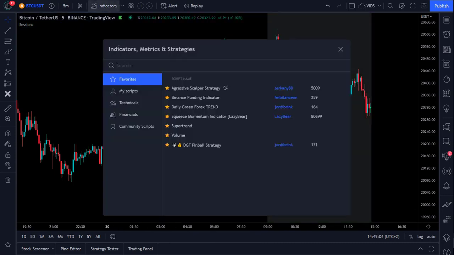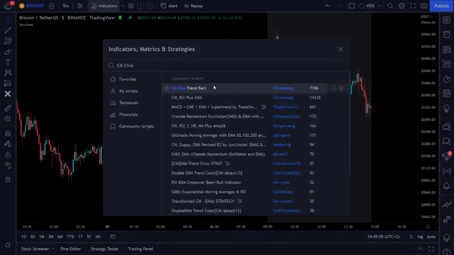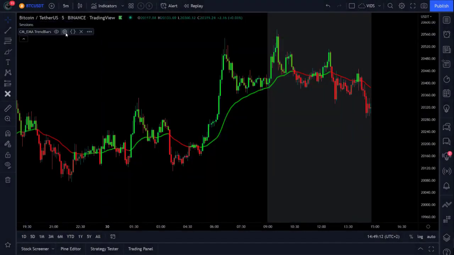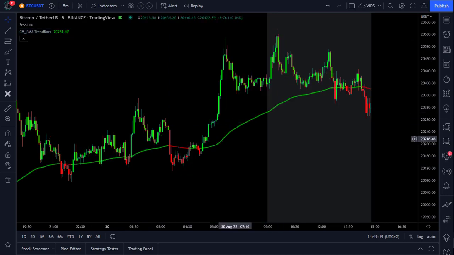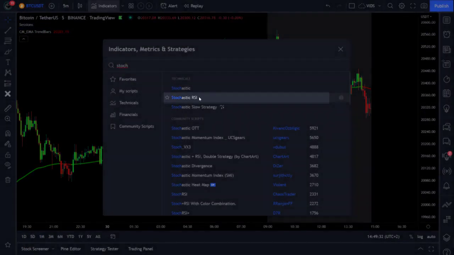The second indicator I use for this strategy is the CM-EMA trend bars. Click it and then go to the settings and change the length to 100. With this indicator, we can easily see the trend, and that way we can know if we should open buy or sell positions. As a third indicator, add the stochastic RSI.